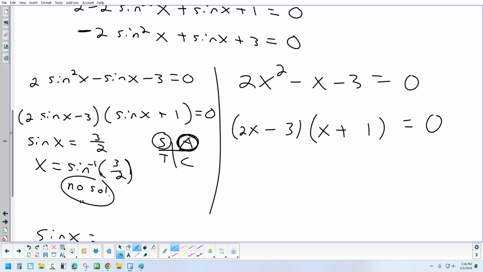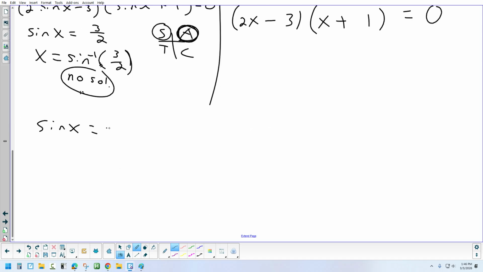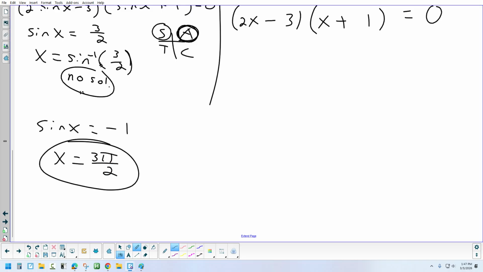Okay, the second one, sine of x equals, bring the 1 to the other side. What angle on the unit circle has a y value of -1? There's only one angle. Yep. 3 pi over 2. There you go. And that's how you solve it. So normally we get more than one answer, but this one, the other one, was a no solution. So we'll practice more of those tomorrow.